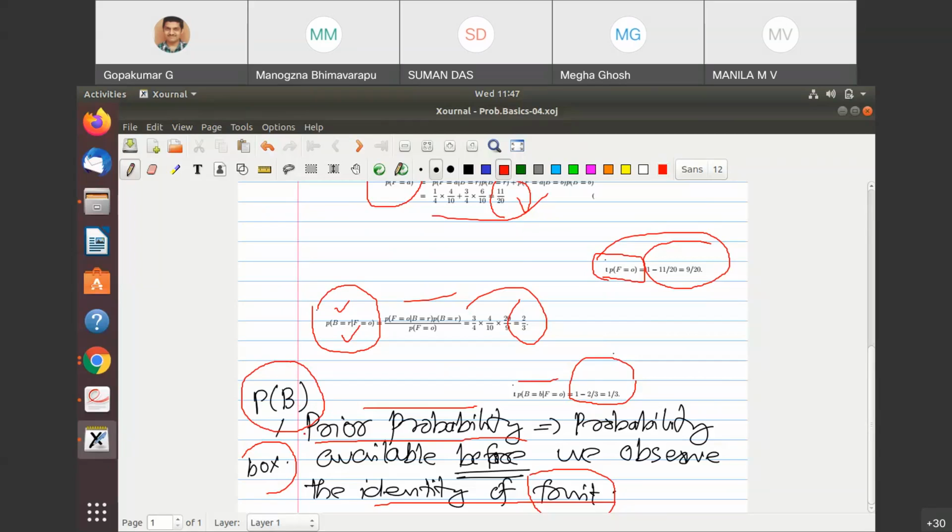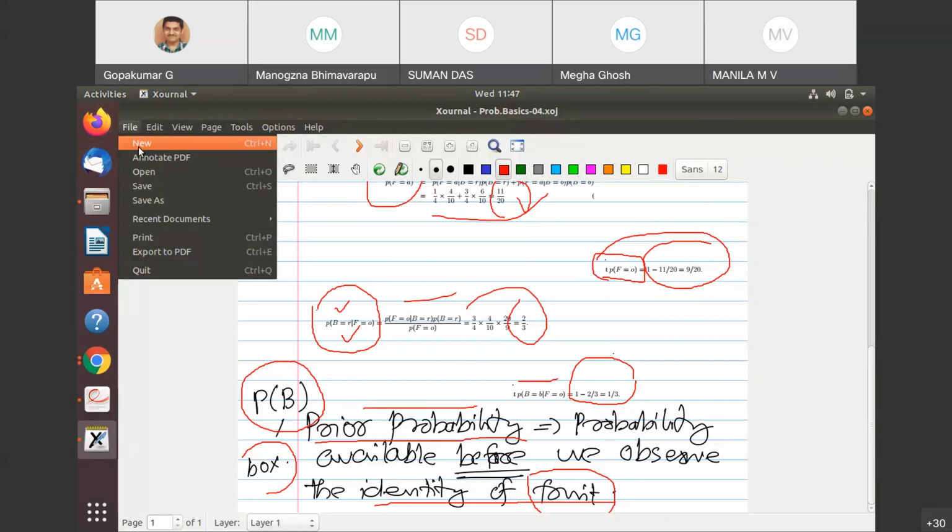This is a very important concept, and it will be applied when we discuss classification using Bayes principles. So that is another concept, and Sir, can you please explain this prior probability?